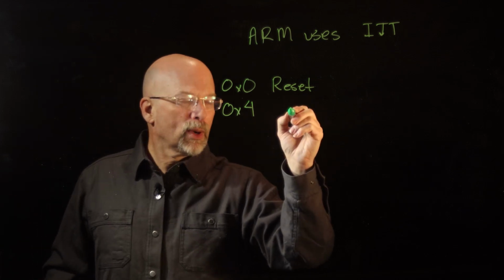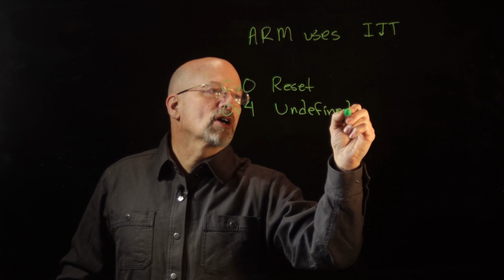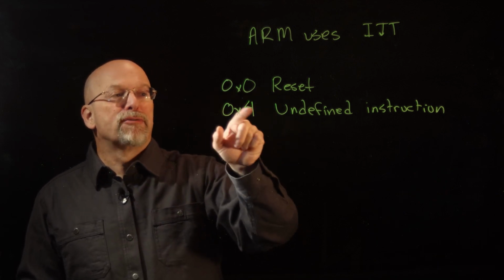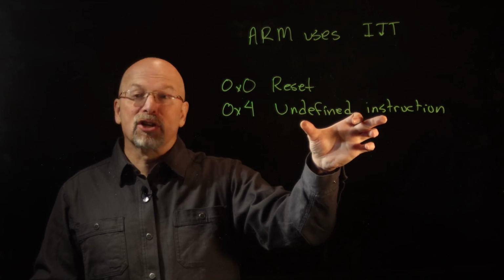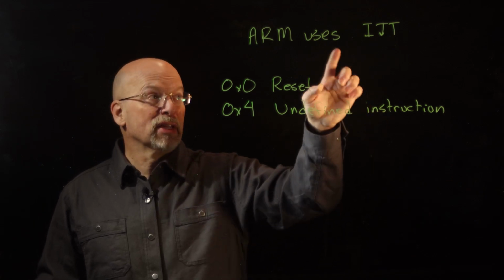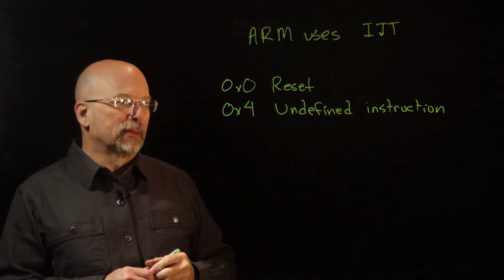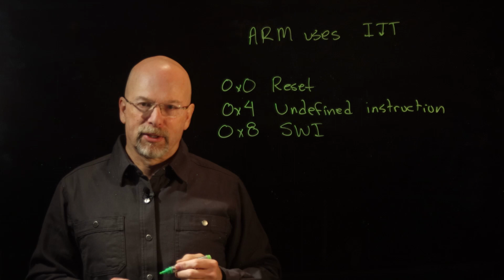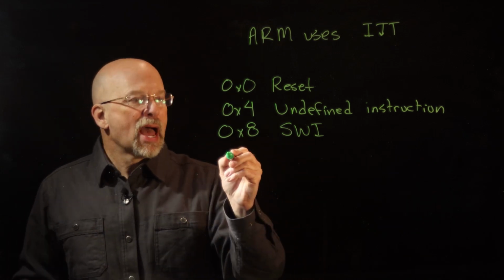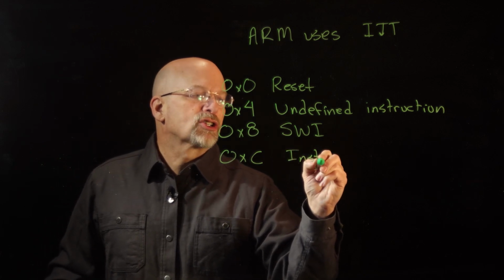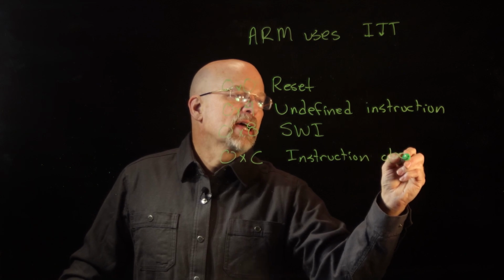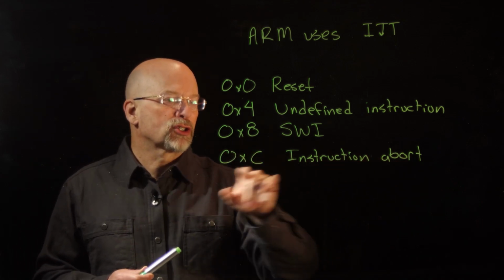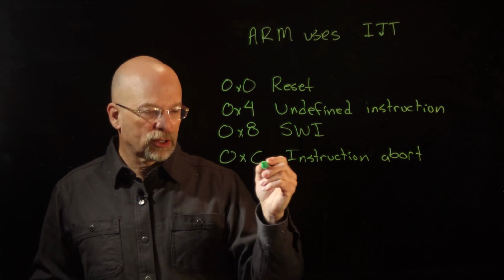So at offset 4, we have the undefined instruction. Right? So if you encounter an undefined instruction, 4 is loaded into the program counter, you execute the instruction that is in this portion of the interrupt jump table, and you jump to the interrupt service routine for an undefined instruction. All right, at 8 is a software interrupt. So there's where the location for the software interrupt is. At C, you have an instruction abort. So you've tried to fetch an instruction, and for some reason something happened in memory, you had to abort the fetch. You load the program counter with C, and you go to the instruction abort.